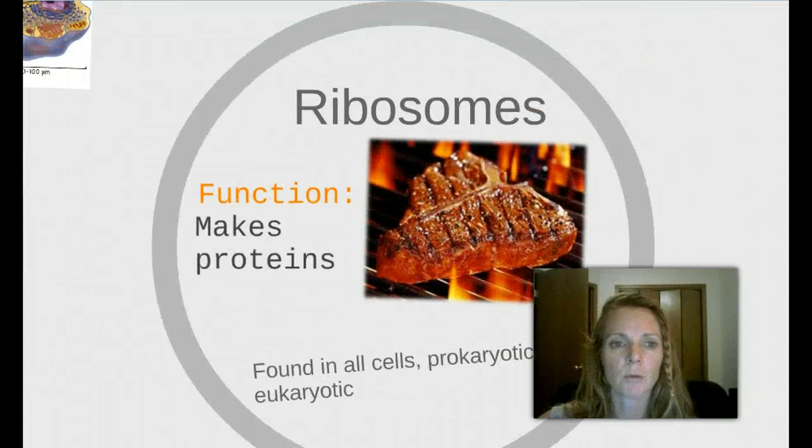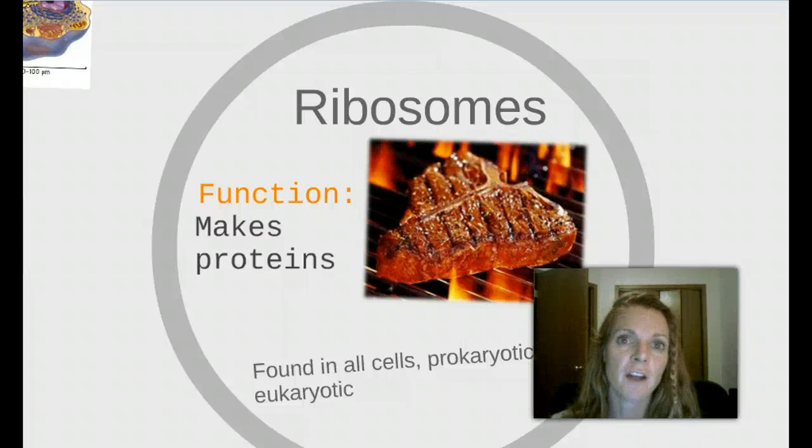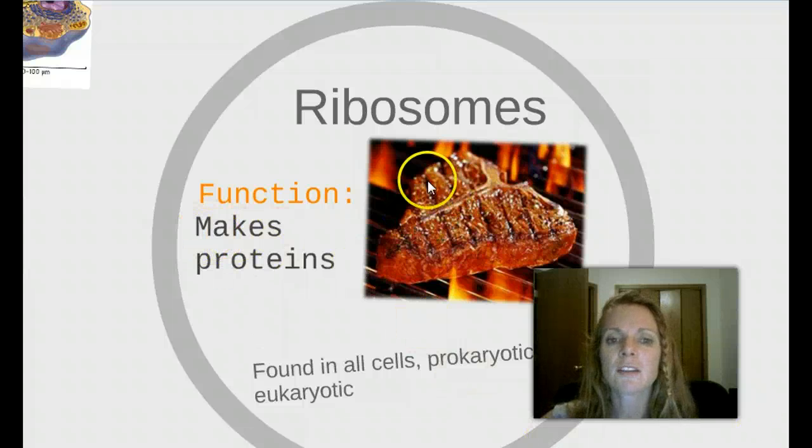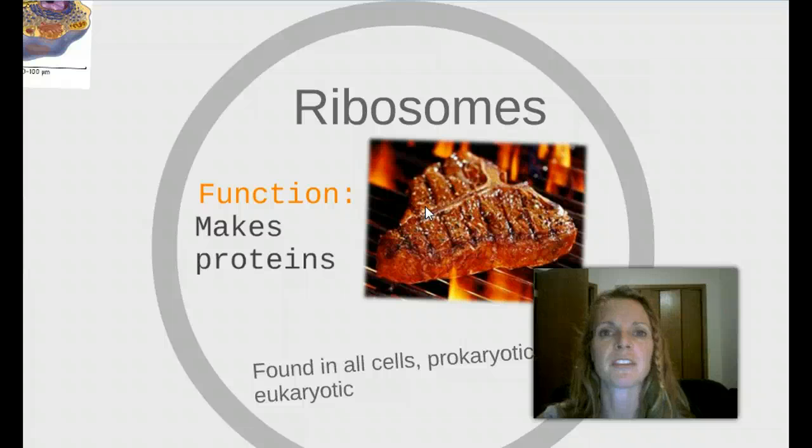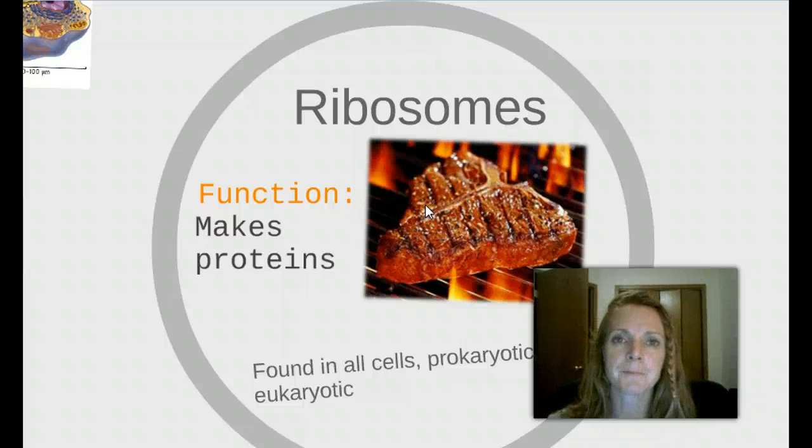Moving on, ribosomes. Remember, the nucleolus is the site where ribosomes are made. It's not necessarily where they're found, though. The big thing about ribosomes is that they make proteins. That's why I have a big slab of steak pictured there. Sorry for any of you vegetarians. Proteins don't just come from meat, but proteins ultimately make up enzymes, muscles, and lots of different things in our body. So proteins are very important.